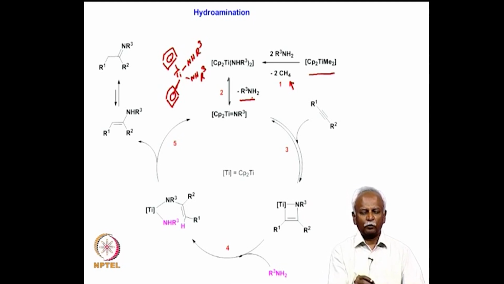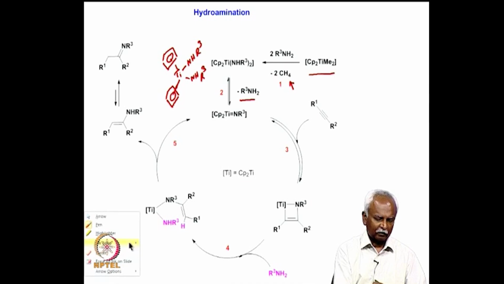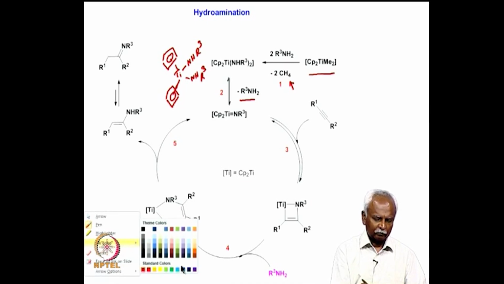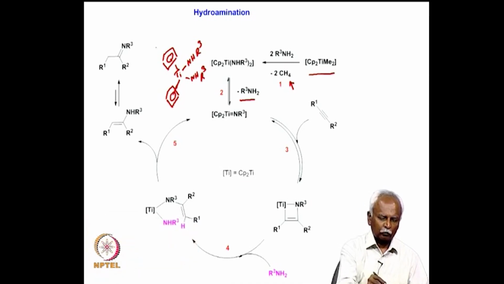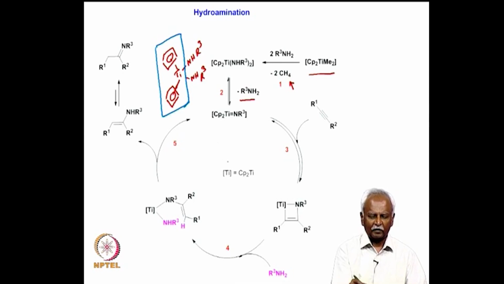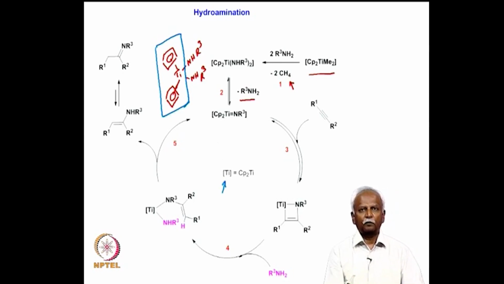And because we have to repeatedly write this framework, we are going to approximate this framework, and I will do that by marking it in a different color, so that you can see what we are talking about. We are going to mark out this species as the titanium species, as a titanium within square brackets. So, the loss of an amine generates an imido species.